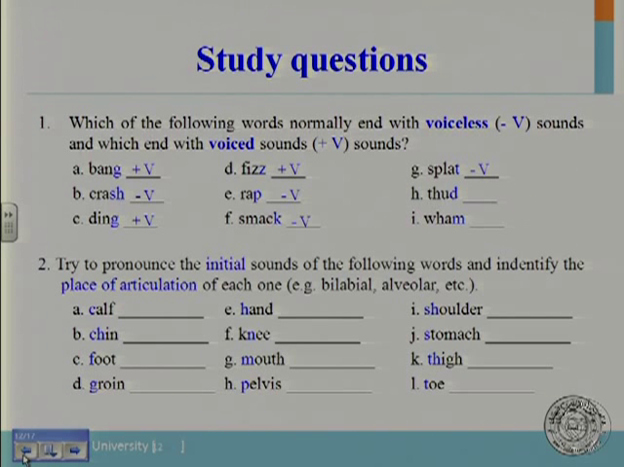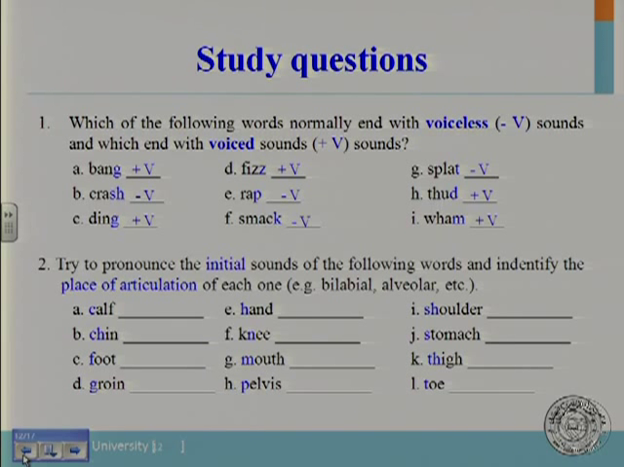Thud. D. Is it voiceless or voiced? Of course, it is a voiced sound. It is one of the stops, plosives. D is an alveolar stop, voiced sound. Wham. Yes.